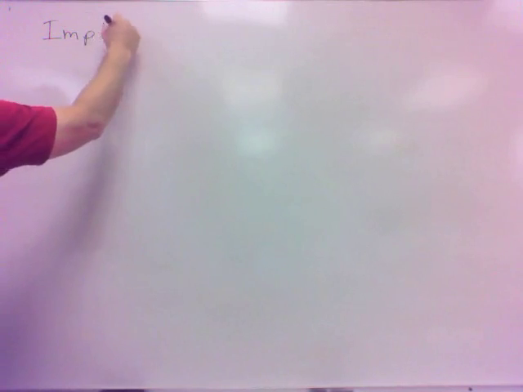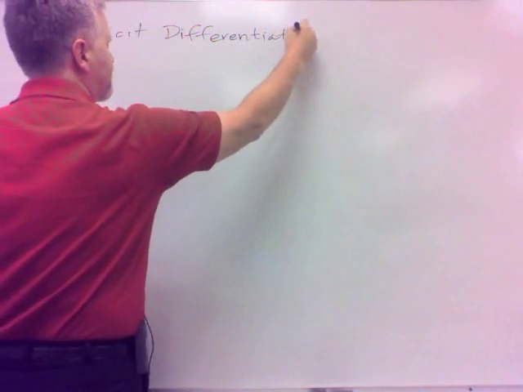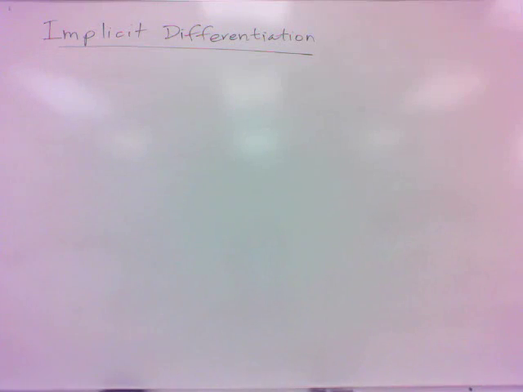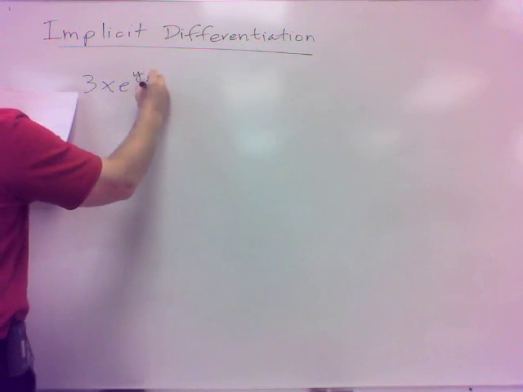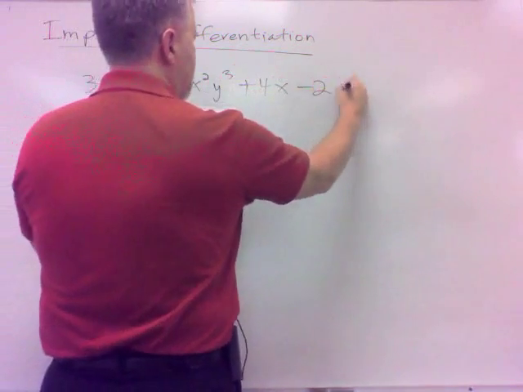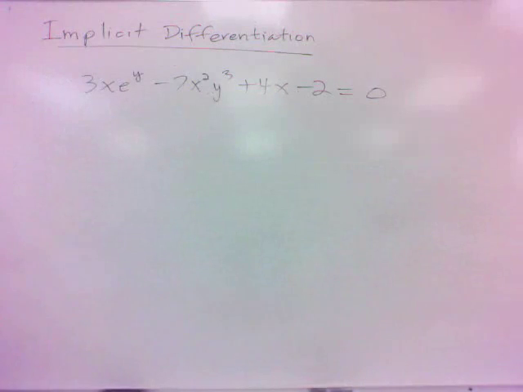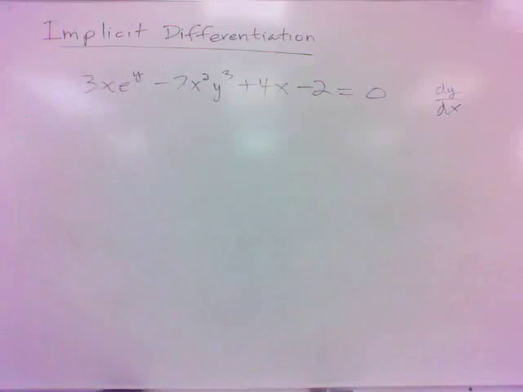Let's talk about implicit differentiation a little bit. Let's think of a new way to do it, because here's one like we had previously: 3x times e to the y minus 7x squared y cubed plus 4x minus 2 equals 0. That was one where we said that'd be a good candidate if we were looking for dy dx, the slope of the tangent line, the rate of change of y with respect to x.